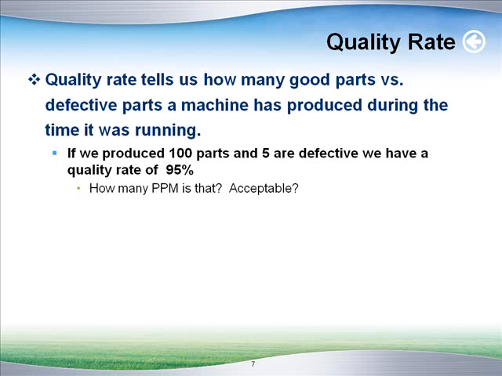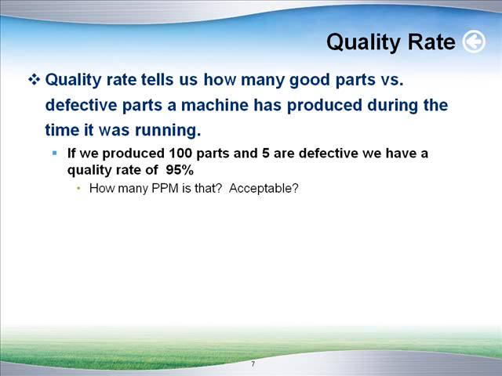Okay, so if we produced 100 parts and 5 are defective, then we have a quality rate of 95%. Now, if you start thinking in terms of parts per million, then that's about 50,000 parts that are bad out of 1 million. Now, you might not be making a million, so let's just say you're only making 100 of a certain part. But 5 out of 100 really takes away the profits and can create all kinds of other problems.